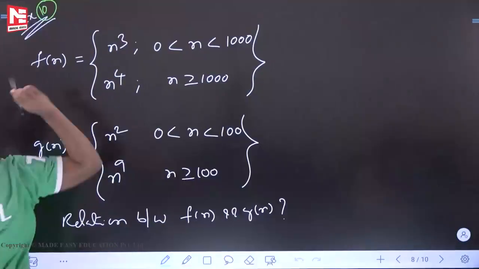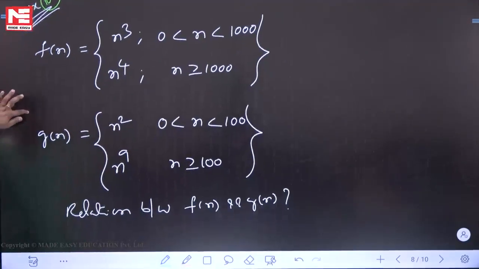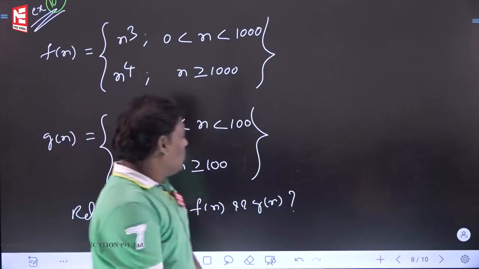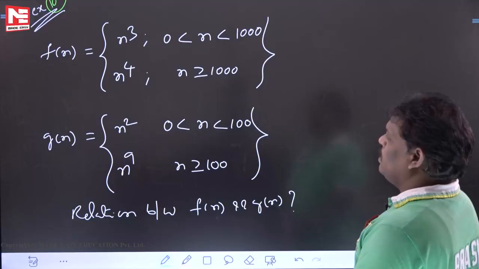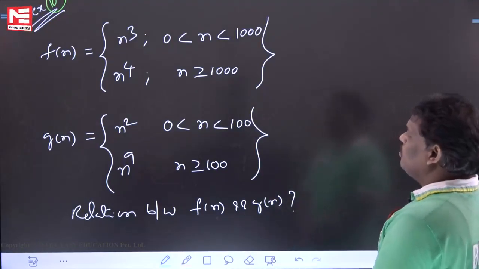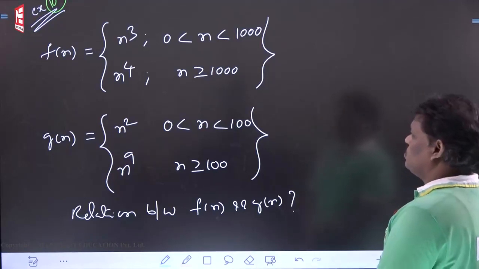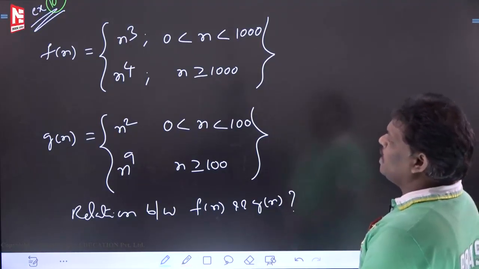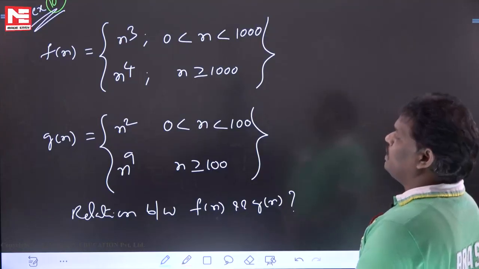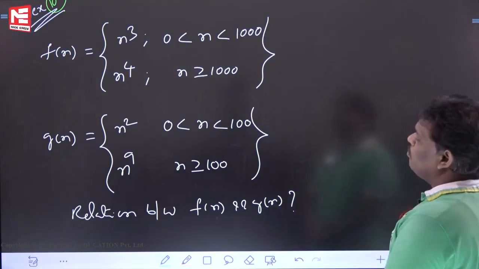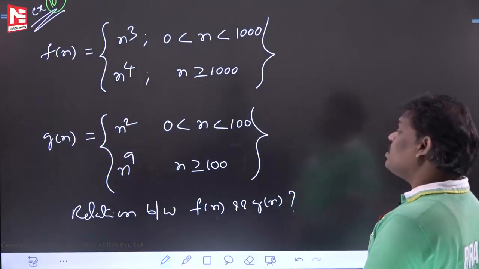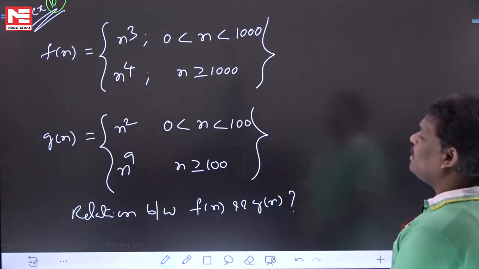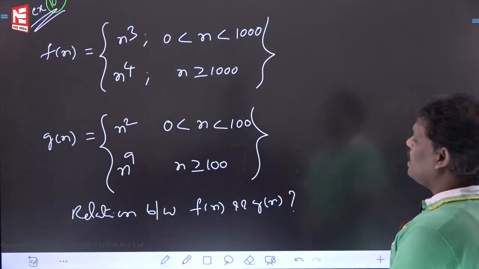See the next problem. Read this problem. F of n is n cube if the value is less than 1000, and n power 4 from 1000 onwards. Again I am repeating: f of n has two possibilities. One is n cube before 1000, and from 1000 onwards n power 4. G of n also has two behaviors: until 99, or until less than 100, n square, and from 100 onwards n power 9.